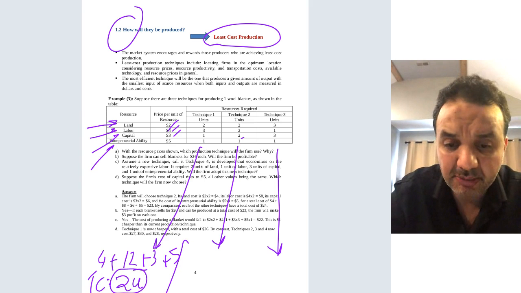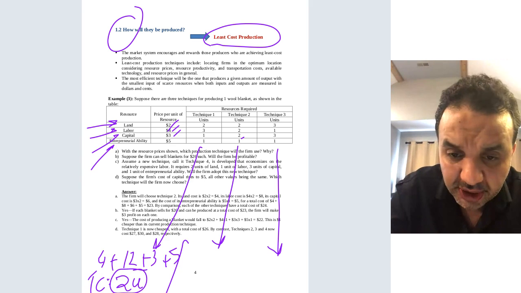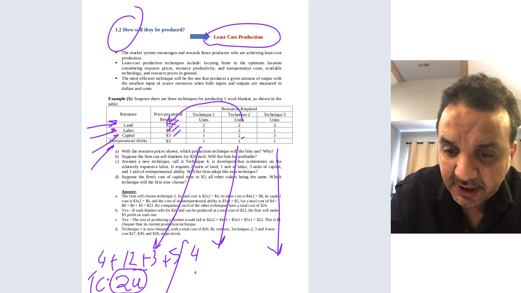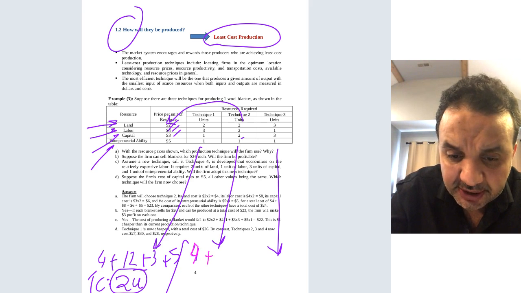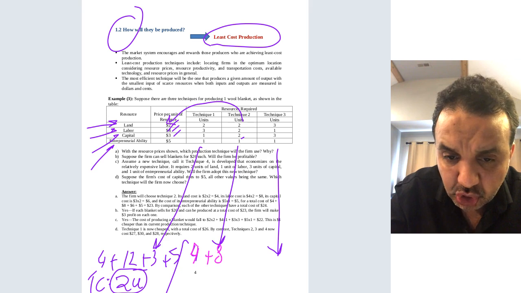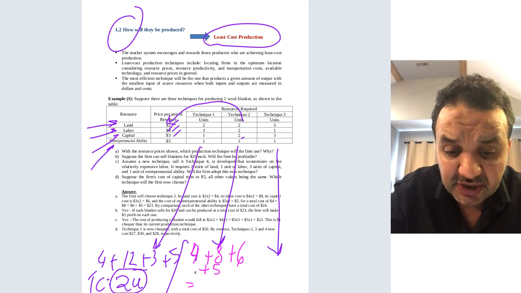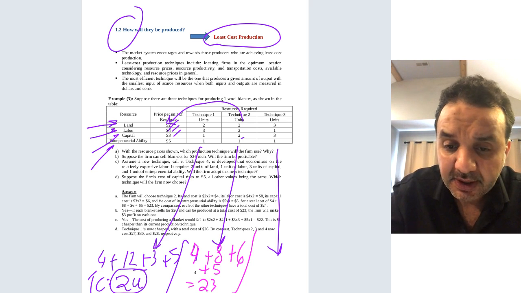Let's do the same thing for technique number 2. 2 times 2 gives you 4. 2 times 4 equals 8. 2 times 3 equals 6. 1 times 5 equals 5. So let's add up these numbers. 4 plus 8 equals 12. 12 plus 6 equals 18. 18 plus 5 equals 23. This is the total cost for the second technique.